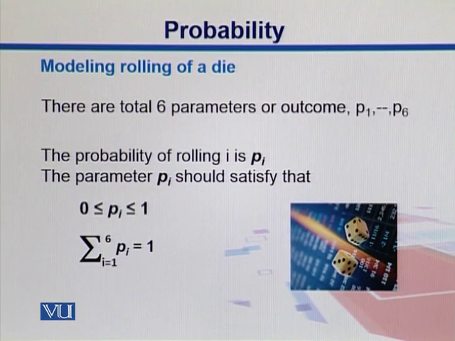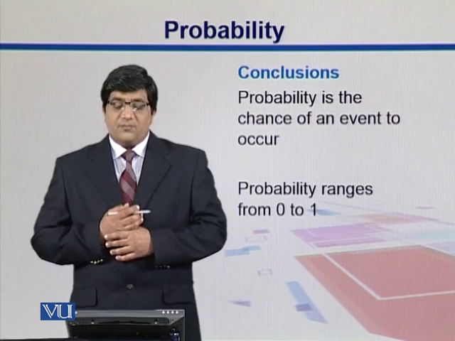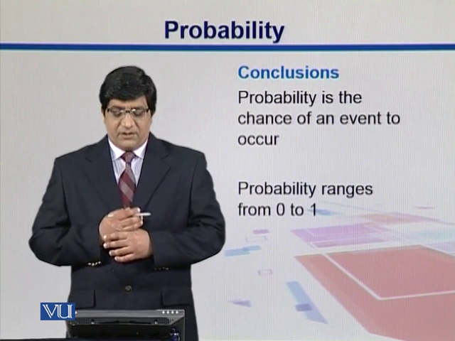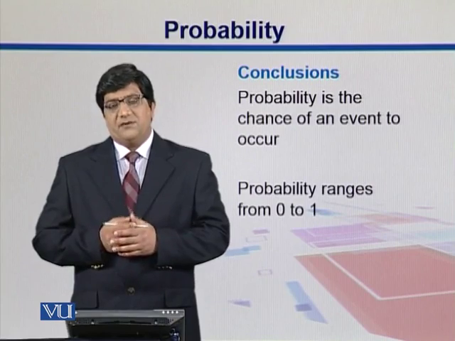The probabilities of all those 6 numbers, as long as they are fair, will be 1 out of 6, or 1 by 6. And the sum of all these 6 probabilities equals 1. So you add 1 by 6 six times, and it will go up till 1. So the total probabilities sum to 1, and individual probabilities range anywhere between 0 and 1. Probability is the chance of an event to occur, and probabilities range from 0 to 1.